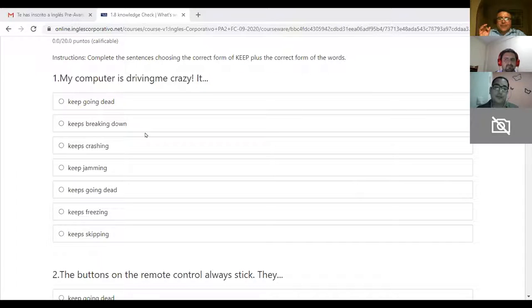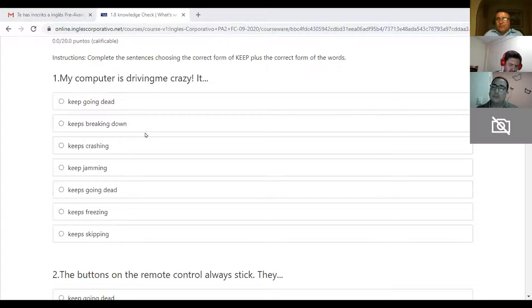Third person. My sister works in a factory. My brother drives a nice car. My sister lives in Chalatenango. So whenever you're using something with the third person singular, you need to include S to the verb. When we're saying it, it is part of the third person singular. So the word keep needs to have an S. So my computer is driving me crazy. It keeps freezing, I think.